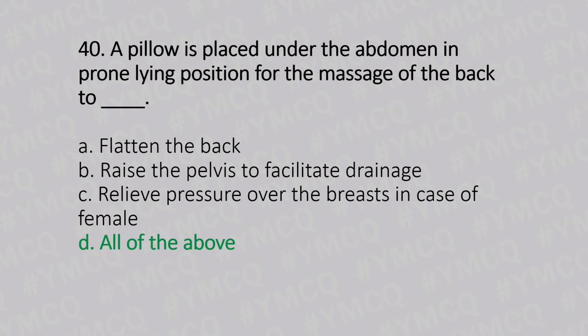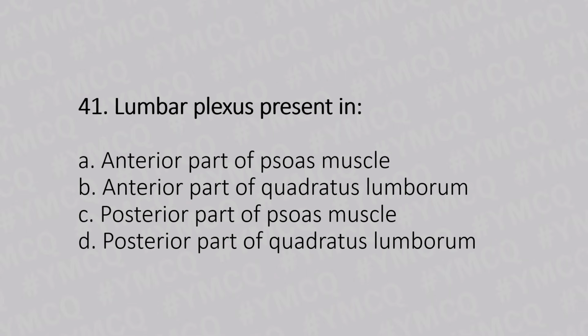Moving to our 41st question. Lumbar plexus present in option A, anterior part of the psoas muscle. Option B, anterior part of the quadratus lumborum. Option C, posterior part of the psoas muscle. Option D, posterior part of quadratus lumborum. And the answer is option C, posterior part of the psoas muscle.